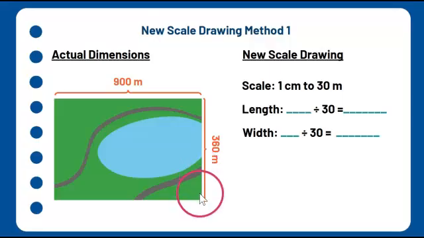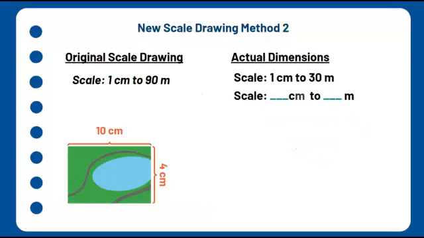The width of the actual park is 360 meters. The scale factor for the new scale drawing is 1 centimeter to 30 meters. So dividing the actual width by the scale of 30 meters finds the new scale drawing width. This means the width of the new scale drawing is 12 centimeters, since 360 divided by 30 equals 12.